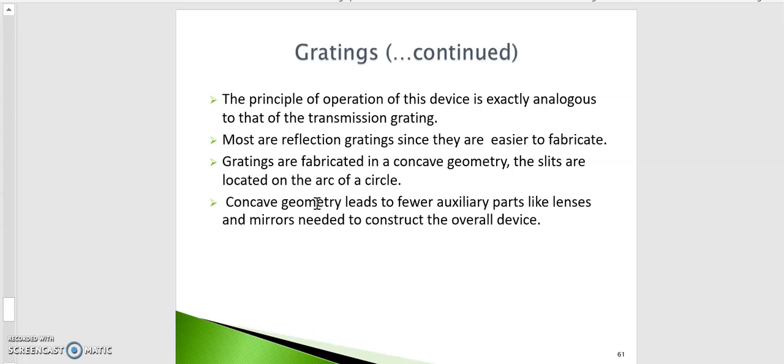So why are we going for this concave geometry? Because of this concave geometry, we will be using fewer elements, like fewer lenses and mirrors, to form the overall device. So concave geometry is mostly preferred in reflection gratings.